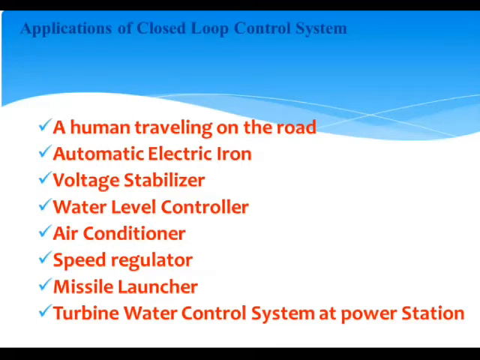Because when a human is traveling on the road and there is a disturbance, the disturbance may be in the form of a stone or anything like that, the human will take a different path and he will be safe. Such a system is called as closed loop system. The eye senses and sends signal to the brain saying that there is a disturbance in the system. Accordingly, control action will be taken and the human takes a different route.